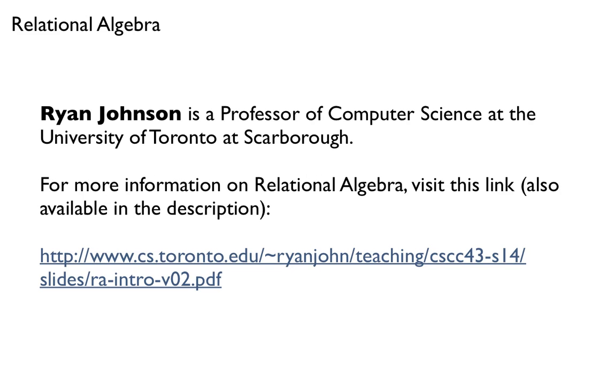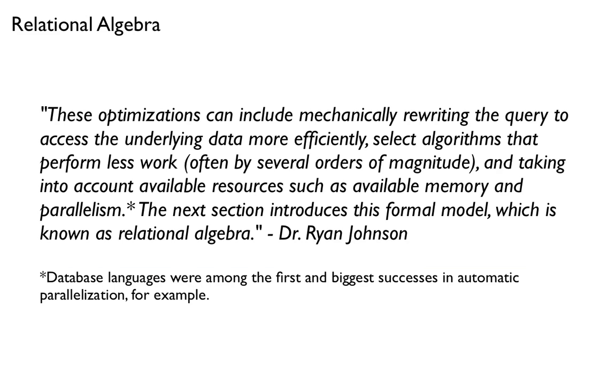Ryan Johnson has a paper that describes this topic thoroughly and is my primary source for this video. So I highly encourage you to check it out if you're watching this, as it will go into a bit more detail. In his paper, he writes more about how the database optimizes these operations. These optimizations can include mechanically rewriting the query to access the underlying data more efficiently, selecting algorithms that perform less work, often by several orders of magnitude, and taking into account available resources, such as available memory and parallelism. The next section introduces this formal model, which is known as relational algebra.